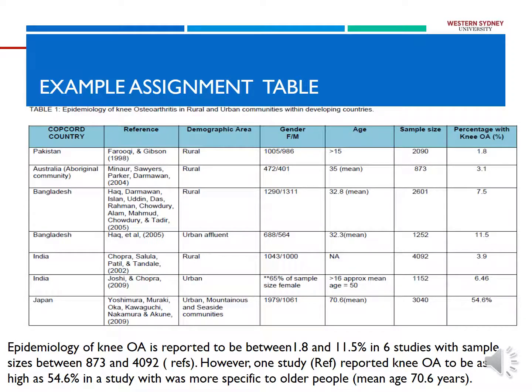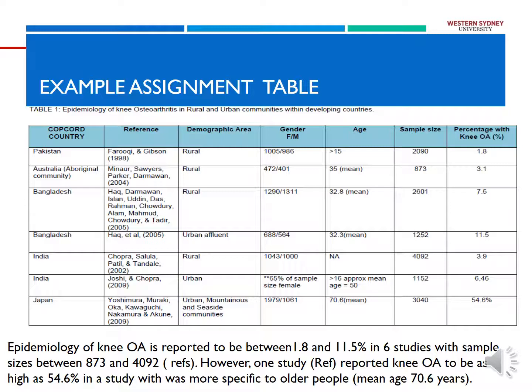This is an example of how you can set up one of your tables around epidemiology for your assignment. This is actually a student example from quite a few years ago now, around 2012, 2013. She was interested in her topic around looking at knee osteoarthritis in rural versus urban communities in developing countries, so her case would have been someone who has come from one of these communities. How she set this up was to look at the country. She's interested if the country had an impact on the prevalence of knee osteoarthritis.